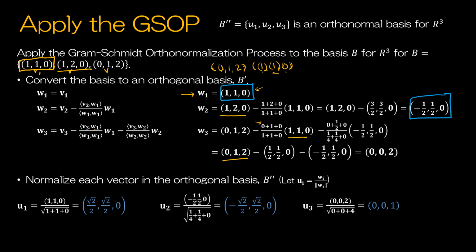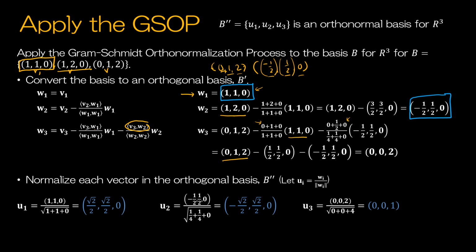And then I'm doing the same thing using V3 dot W2. So V3 dot W2 means 0, 1, 2, and negative 1/2, 1/2, 0. So 0 times negative 1/2 is 0, 1 times 1/2 is 1/2, 2 times 0 is 0. That's where this numerator came from. And then dot product with itself, 1/4 plus 1/4 plus 0. And then again, I'm just doing some simplification.